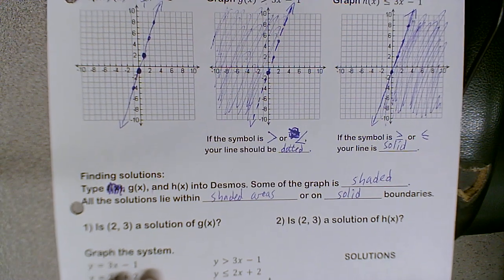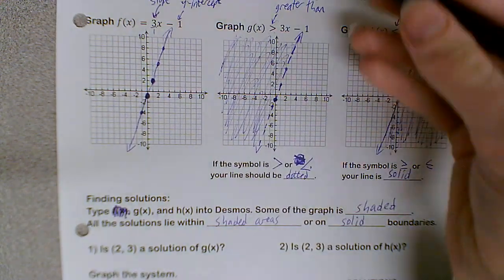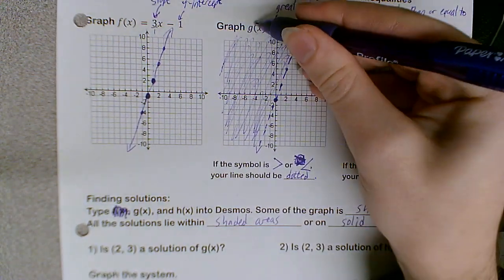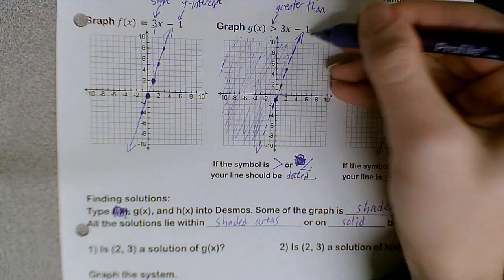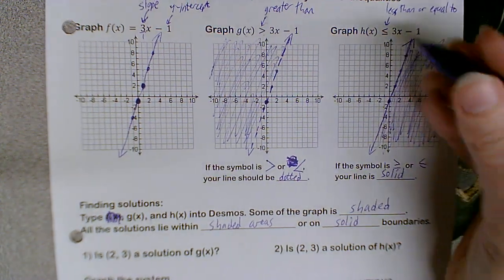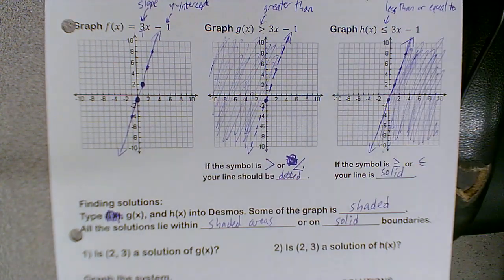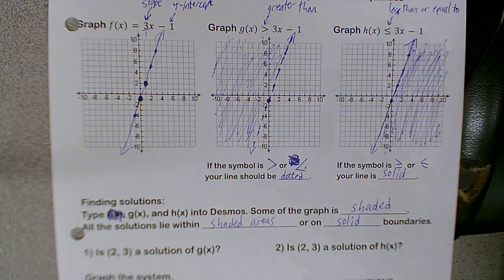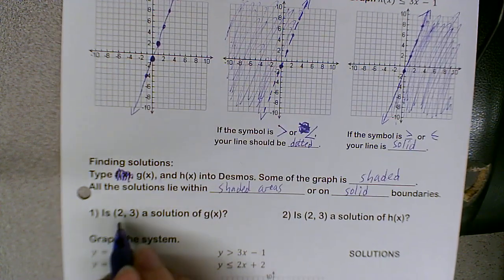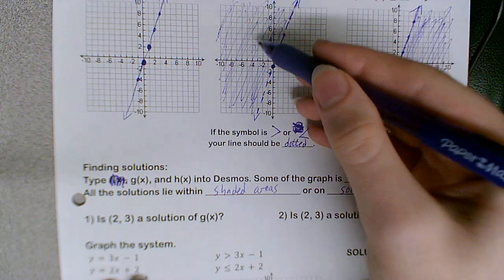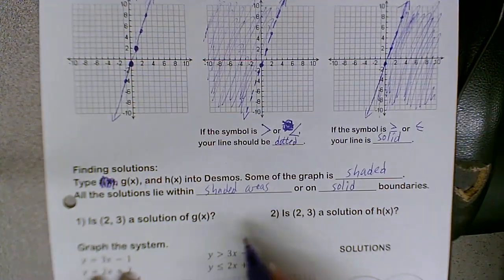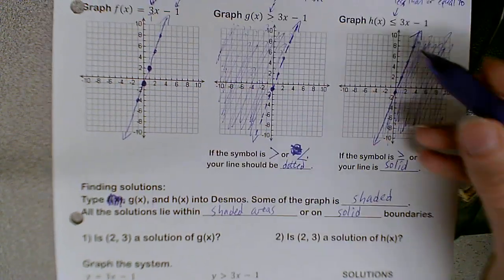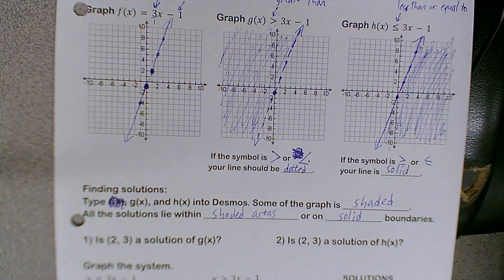So, pause the video, and I do want you to actually type this into Desmos. So instead of g of x, you're going to type in y is greater than 3x minus 1 and see where it's shaded. And you're going to type in y is less than or equal to 3x minus 1 and see where that's shaded. And I want you to figure out if 2 comma 3 is a solution to the first graph here, g of x, and I want you to figure out if 2 comma 3 is a solution to the second graph.